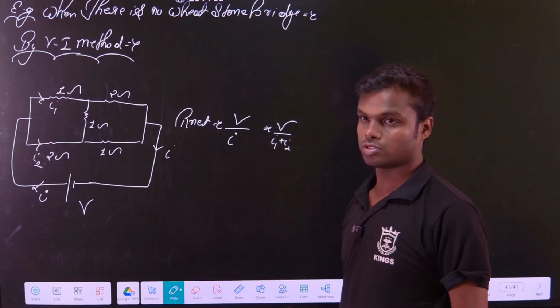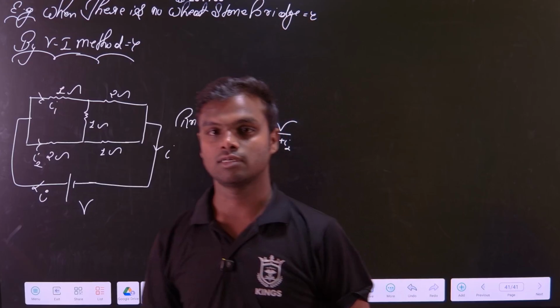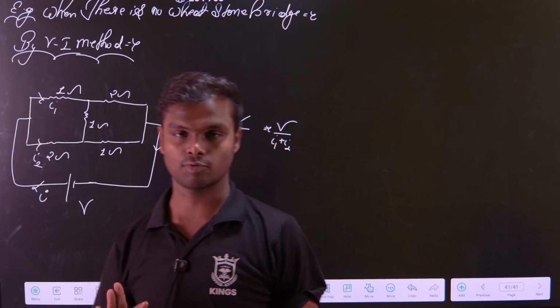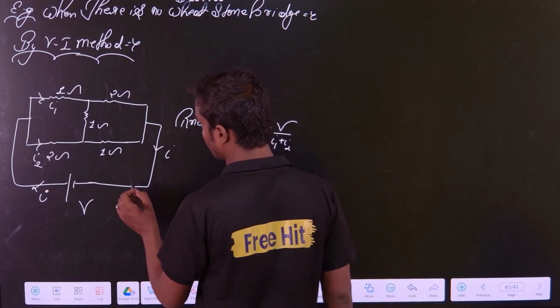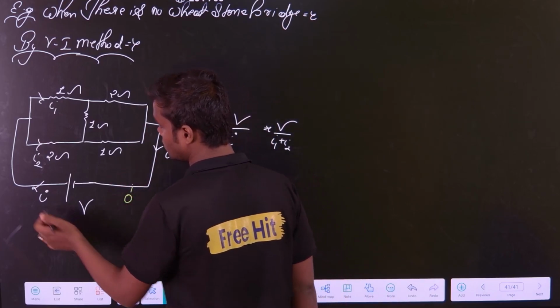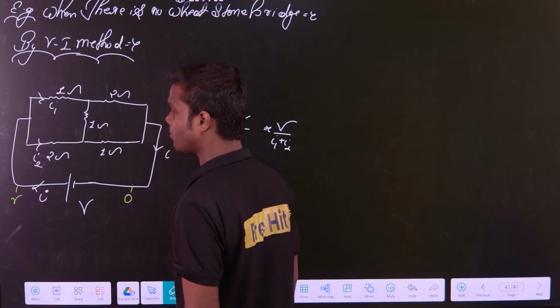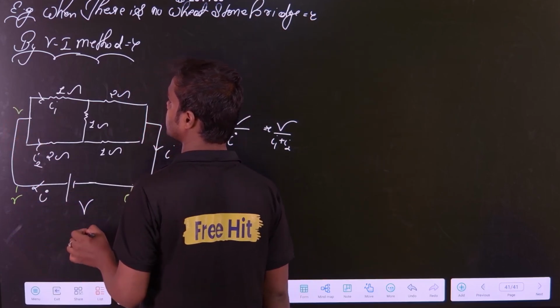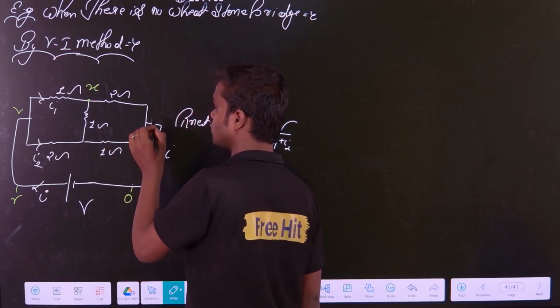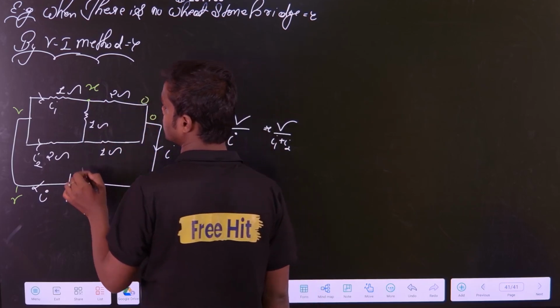So what is the approach? See, I told you one method by which you can solve any circuit, that is by simple KCL approach. So let us apply the KCL approach. What is the KCL approach? First take the potential at any one point as 0. If this is 0, this will be V, that is what we know. If this is V, this will be also V. This potential you don't know, let us take it as X, correct? This is 0, this will be also 0, this will be also 0, correct?